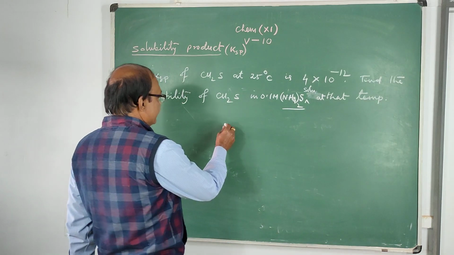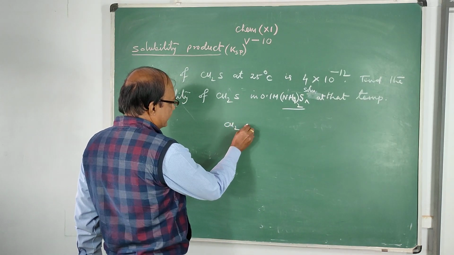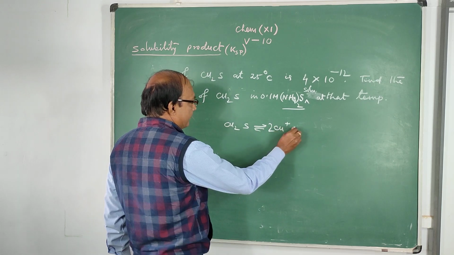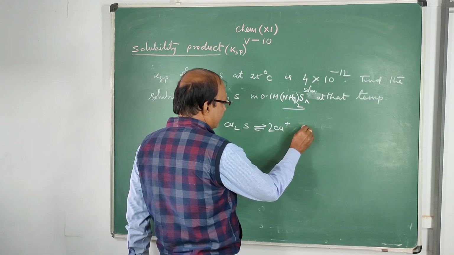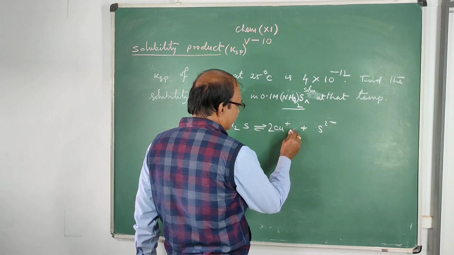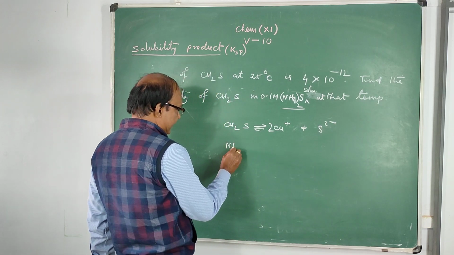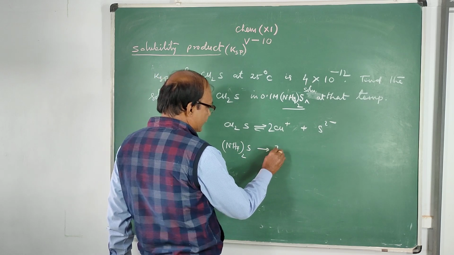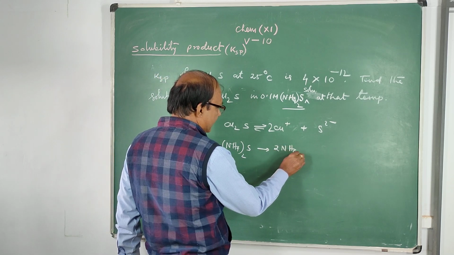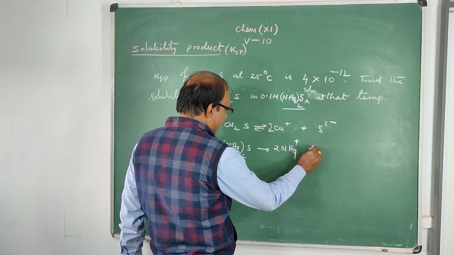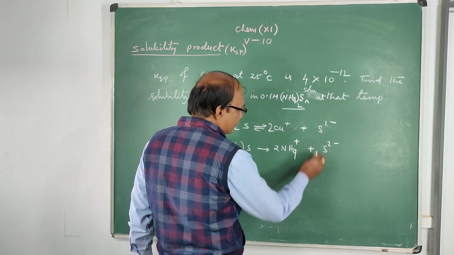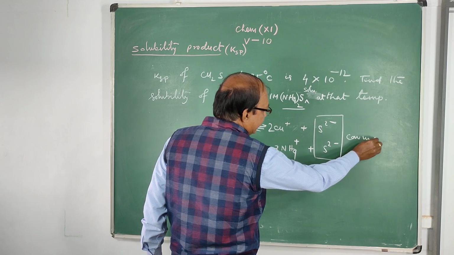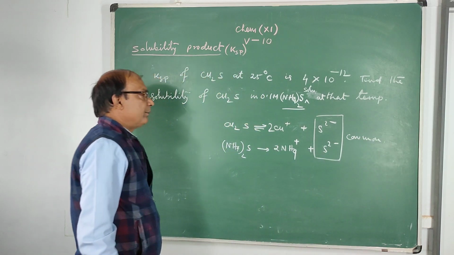Now see, Cu2S dissociates as 2Cu plus and S2 minus. Clear? Ammonium sulfide dissociates as 2NH4 plus and S2 minus. So see this one, this S2 minus ion is common. So there will be a common ion effect.